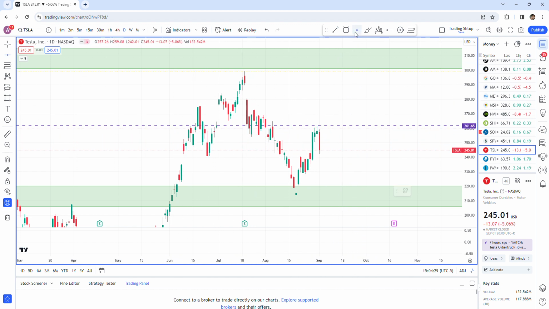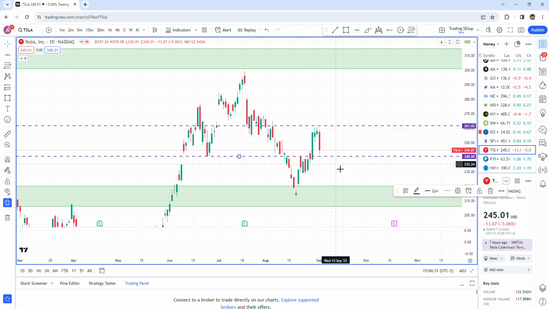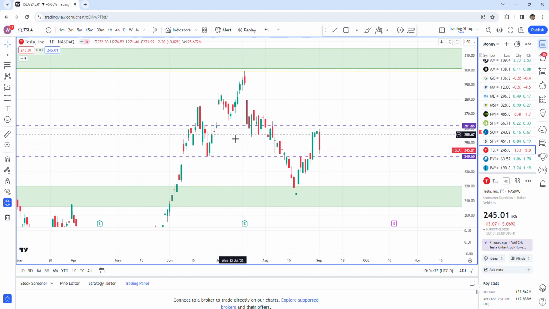Now, another thing I also noticed, I have a support area too. For me, I like to have 3 touches to confirm my area. So for here, we got 1 touch, 2 touch, 3, 4. Just going on rejections, we got 5 here, 6, 7, 8. So it's got 8 touches right here.